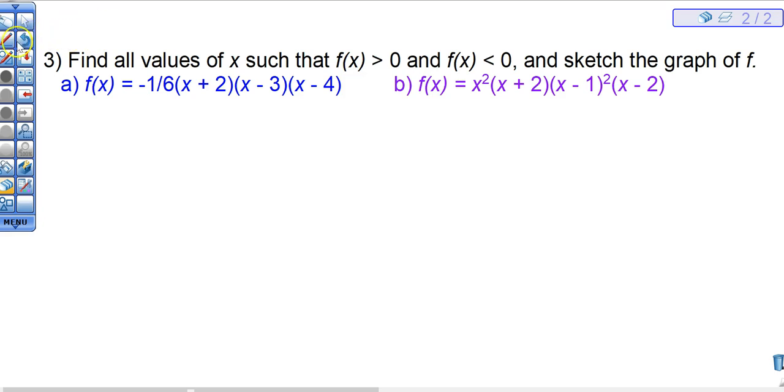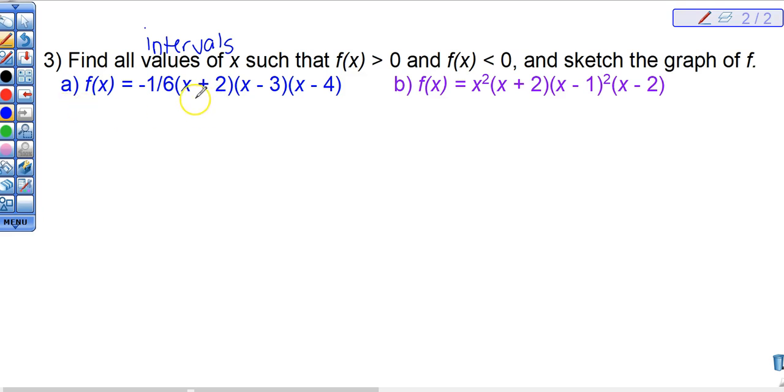All right, so the last examples that we're working on, you're sketching graphs of these factored polynomials, and I want you to give me all of the values or intervals, where f of x is greater than 0 or f of x is less than 0.